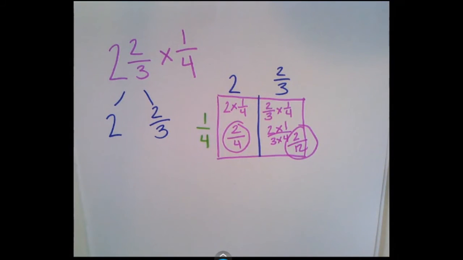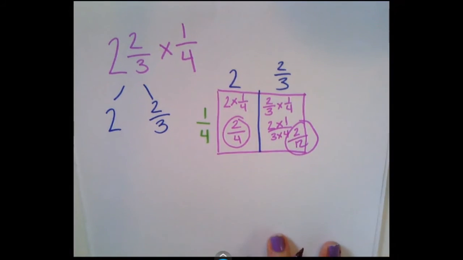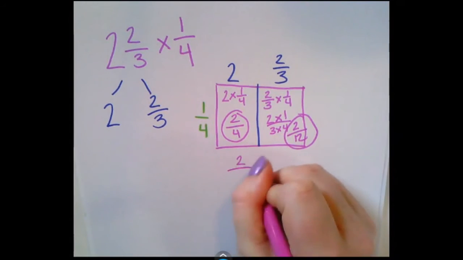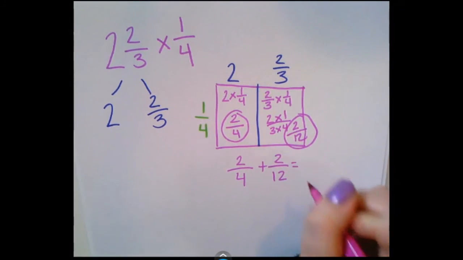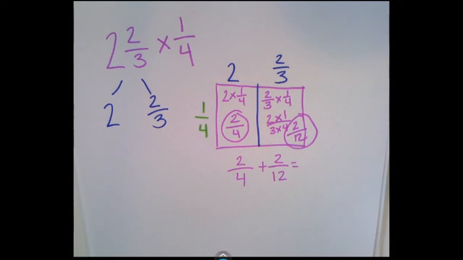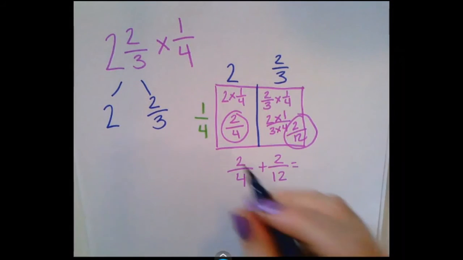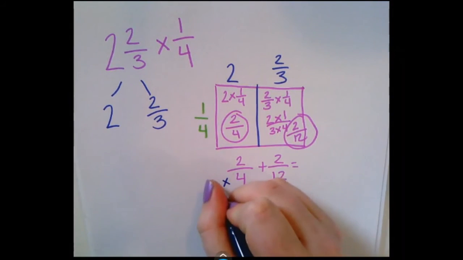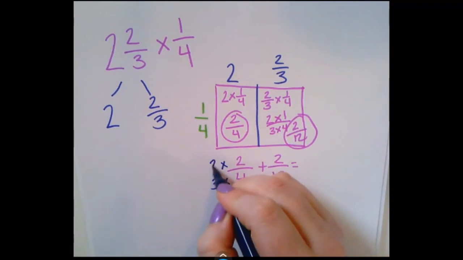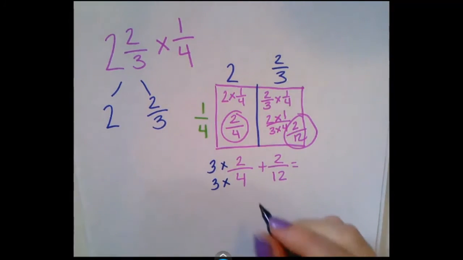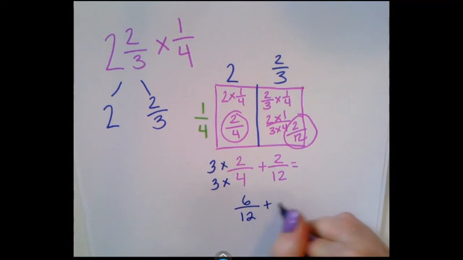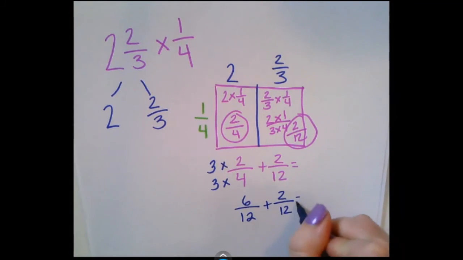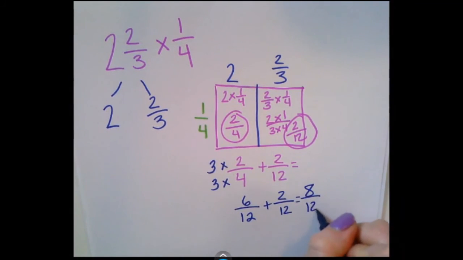And now we add those two numbers together. So we have 2/4 plus 2/12, but we can't add those because there's unlike denominators. So I'm going to change this 4 into a 12. So I'm going to do 4 times 3, 2 times 3, and that's going to give me 6/12 plus 2/12, which gives me 8/12.